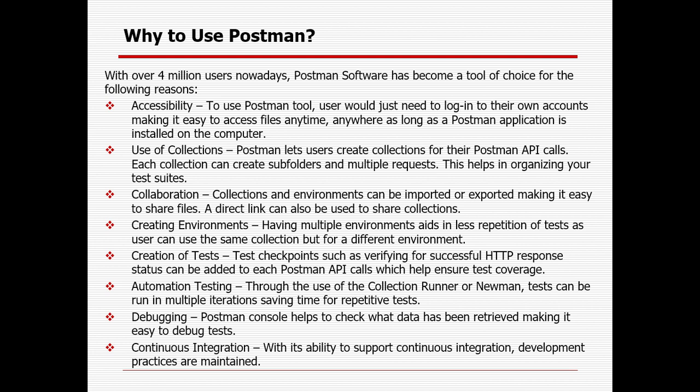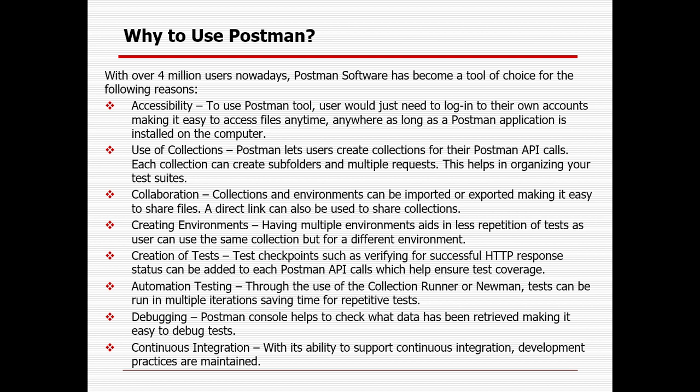So creation of the test. Test checkpoints such as verifying for successful HTTP response status can be added to each Postman API call, which helps ensure test coverage. Automation testing. Through the use of the collection runner or Newman, tests can be run in multiple iterations, saving time for repetitive tests. So Postman does not have the complete feature. That is the reason you need to install Newman along with Postman. With the help of Newman, you can run any kind of collection at any point of time.